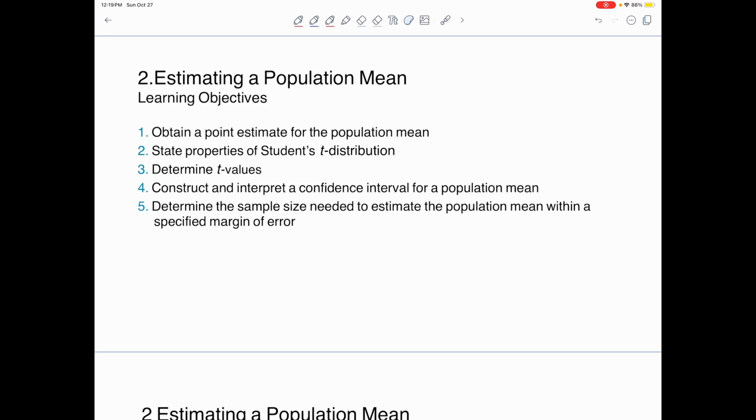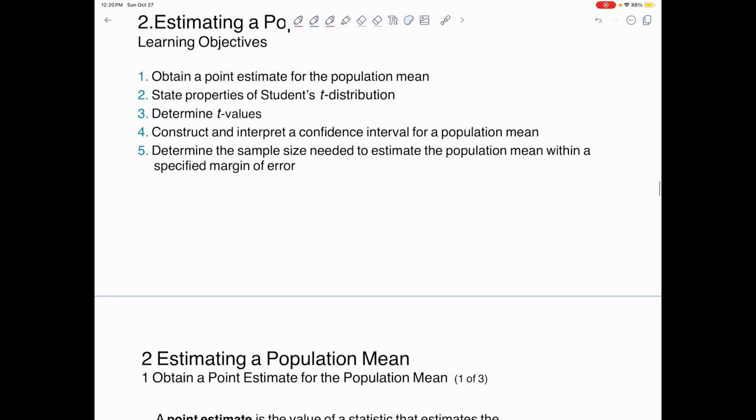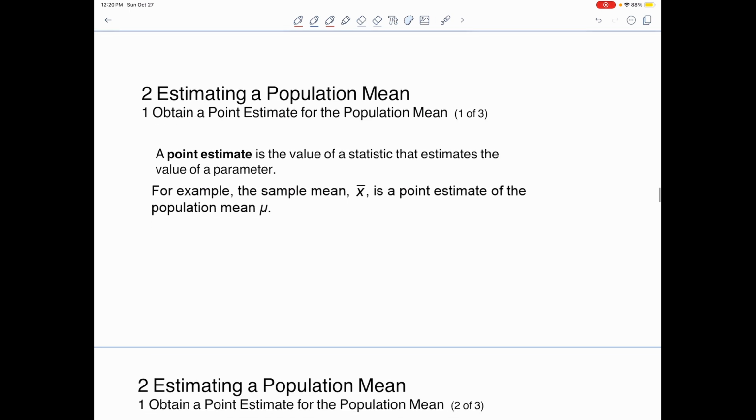Estimating a population mean. Our objectives are to obtain a point estimate for the population mean, state properties for the student t-distribution, determine the t-values, construct and interpret a confidence interval for a population mean, and determine the sample size needed to estimate the population mean within a specified margin of error. Obtaining a point estimate for the population mean.